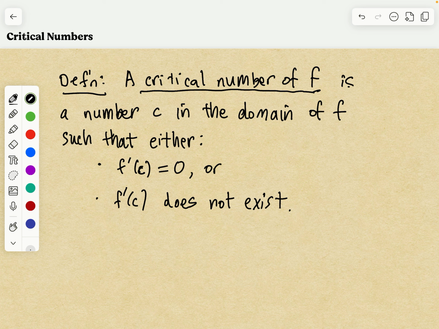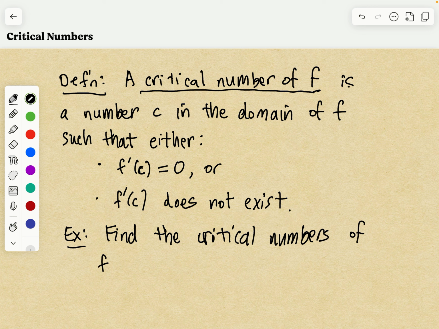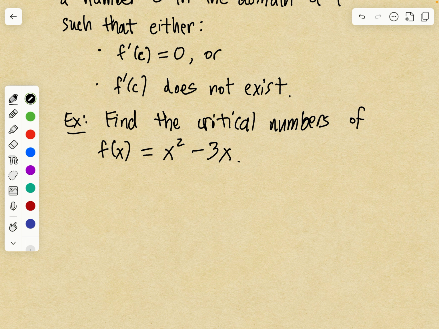So let's look at some examples. Find the critical numbers of f of x equals x squared minus 3x. So to do this, we have to look at f prime. So we know what f of x is. What's f prime of x? 2x minus 3, right? Now we want to see where f prime of x is 0 or where it doesn't exist. So is there any x that makes 2x minus 3 not exist? No, right? 2x minus 3 exists no matter what x is, but let's see if 2x minus 3 can equal 0.